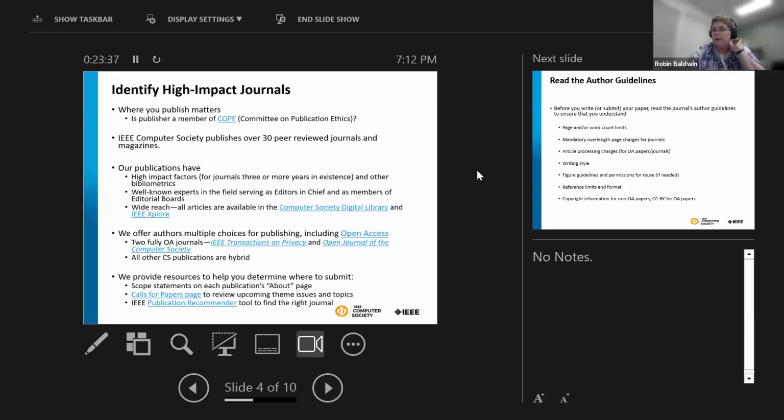And as was mentioned earlier, Computer Society publishes anywhere between 30 to 45 journals. Some of those journals are ones that we are not directly involved with as far as publishing, but we are co-sponsors of. So that's the discrepancy between the 30 and the 45.